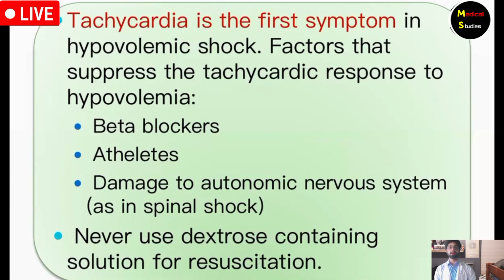One more point is there: never use dextrose containing solution for resuscitation. I already explained this, that always use crystalloids. Dextrose containing fluid is not a crystalloid for this purpose, and dextrose never stays inside the intravascular compartment. It will quickly dissipate outside and go into the cells. But what we want in hypovolemic shock is that whatever fluid we give should stay in the intravascular compartment. That's why dextrose containing solution is not used for resuscitation.